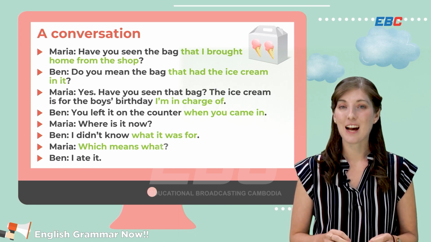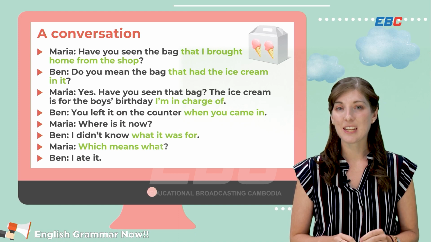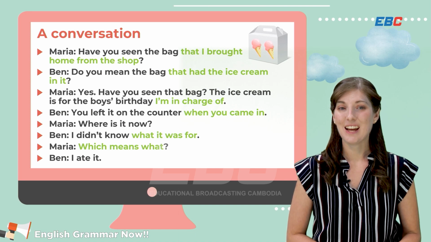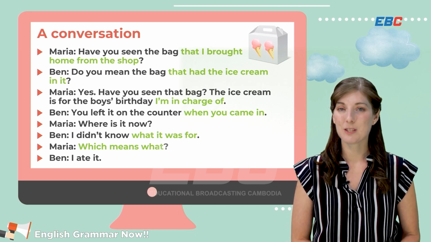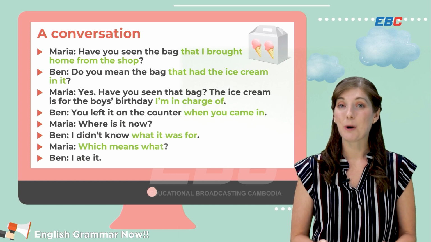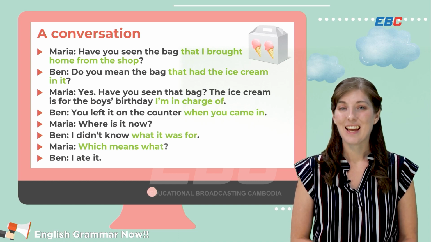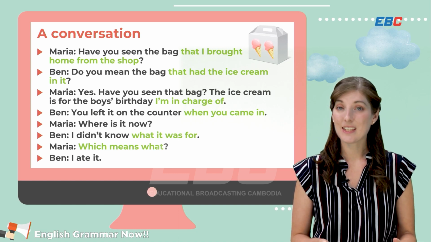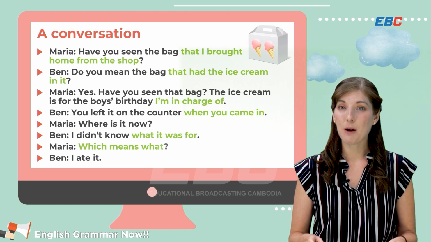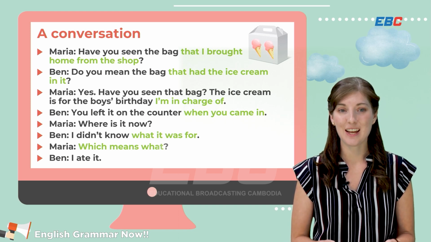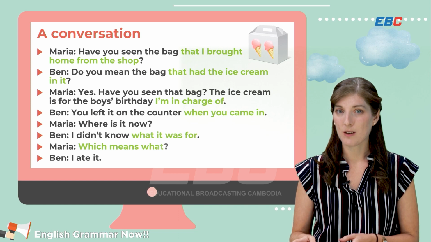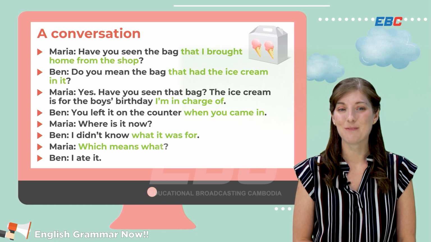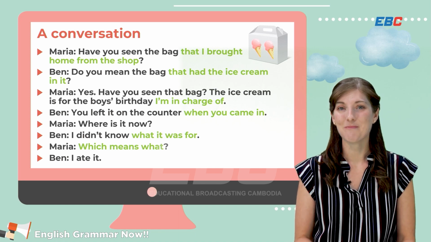Then we have the time described. You left it on the counter when you came in. And we have the description, I didn't know what it was for. Didn't have the purpose of this ice cream. Then we have the short sentence, which means what? In this case, which is asking about the entire phrase that was just said. I didn't know what it was for. What does that mean? And unfortunately, the answer to that question is, I ate it. The ice cream is gone.